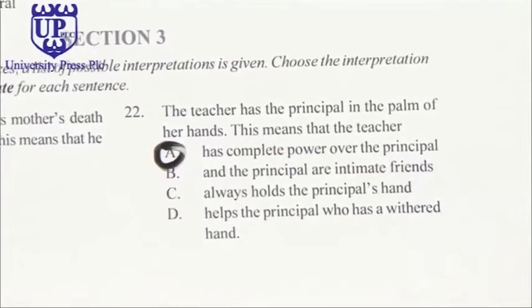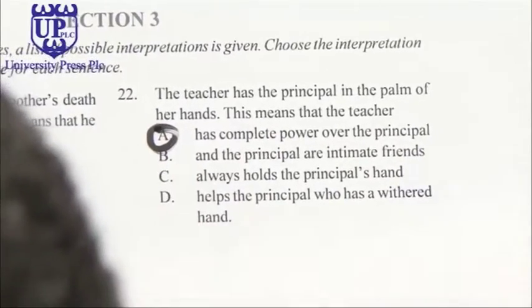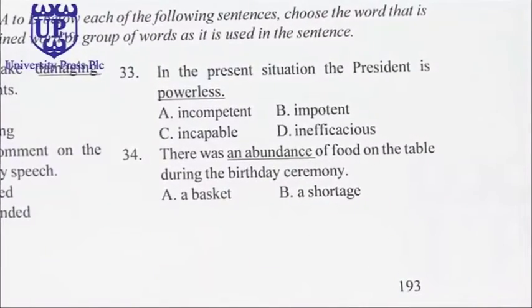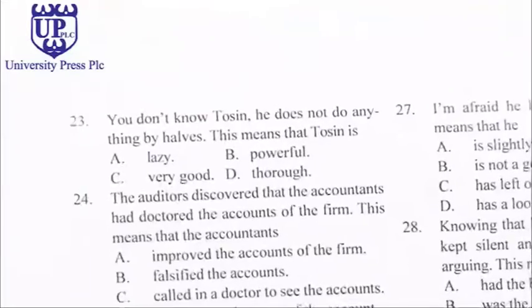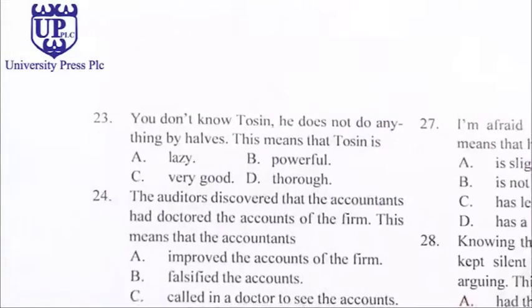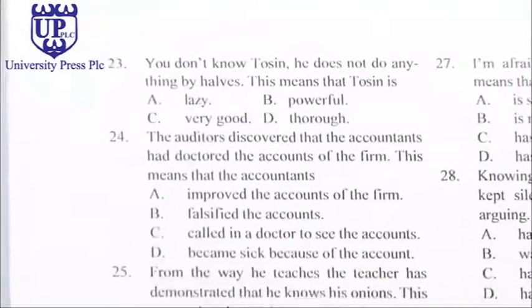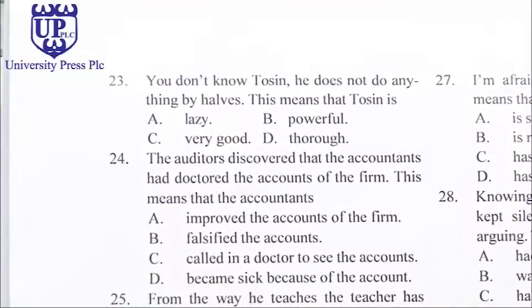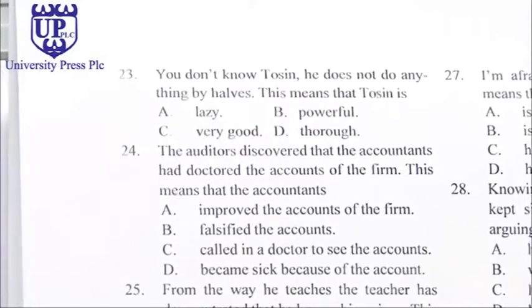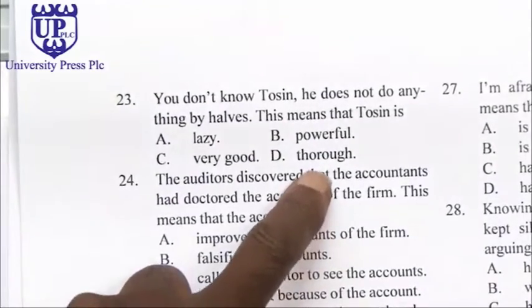That's our poor teacher. Right. Now let's look at the next one. You don't know Tosin. He doesn't do anything by halves. To do things by halves. What does that mean? I told you that sometimes you get the meaning of even the idioms from the idiom itself. You think very well. When you do things by halves, it means it's not perfect. And therefore, this means that Tosin is thorough. He doesn't do things by halves.